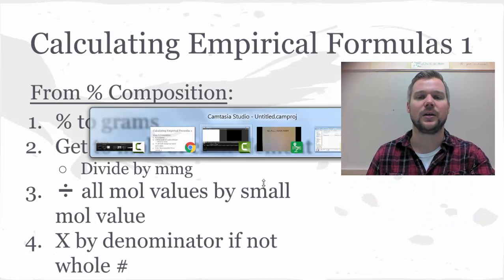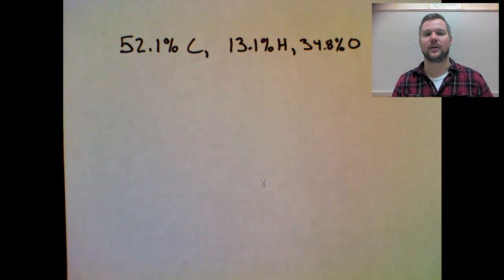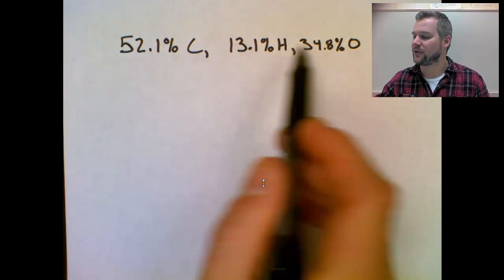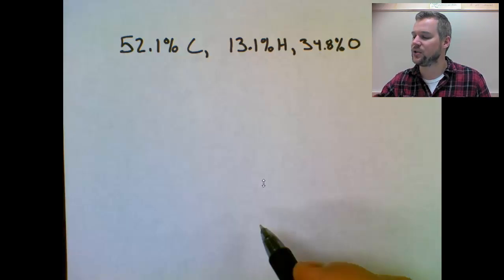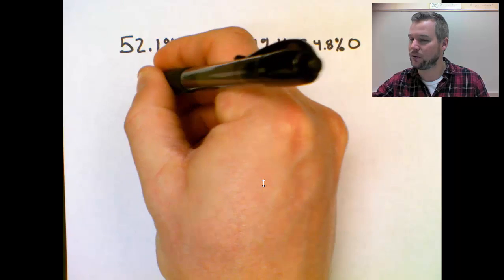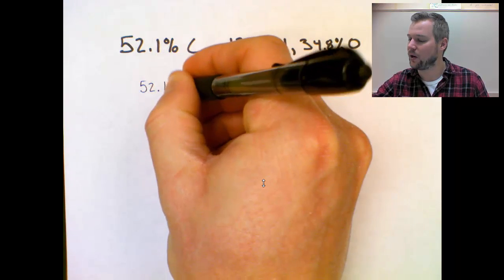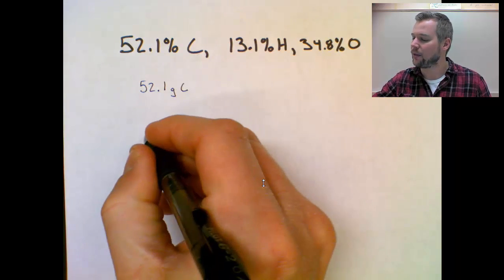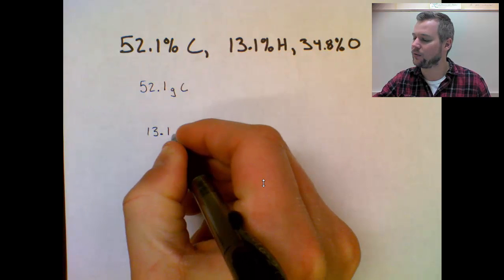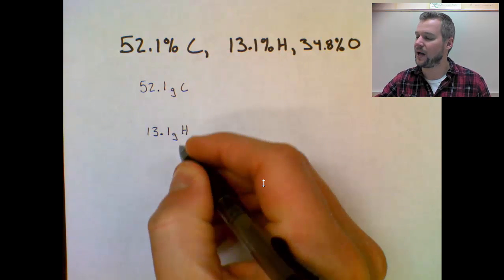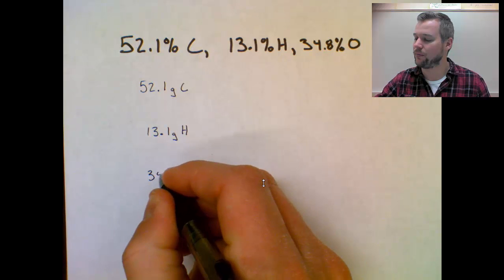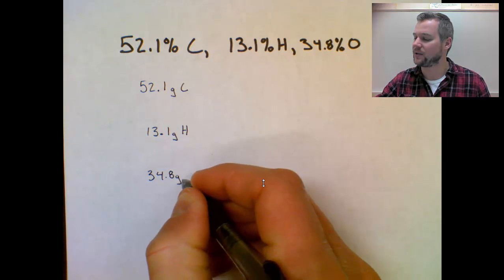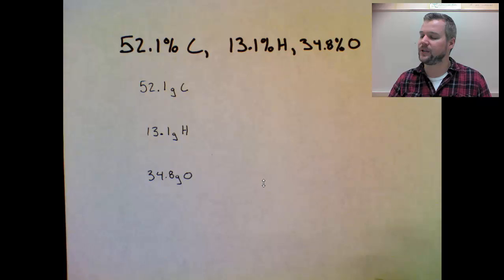So how does this look? Here's an example problem of what that might look like. I'm taking this from percentages, so I need to drop my percent and add G. So I have 52.1 grams of carbon. I have 13.1 grams of hydrogen, and then I have 34.8 grams of oxygen. So drop your percent, add G.